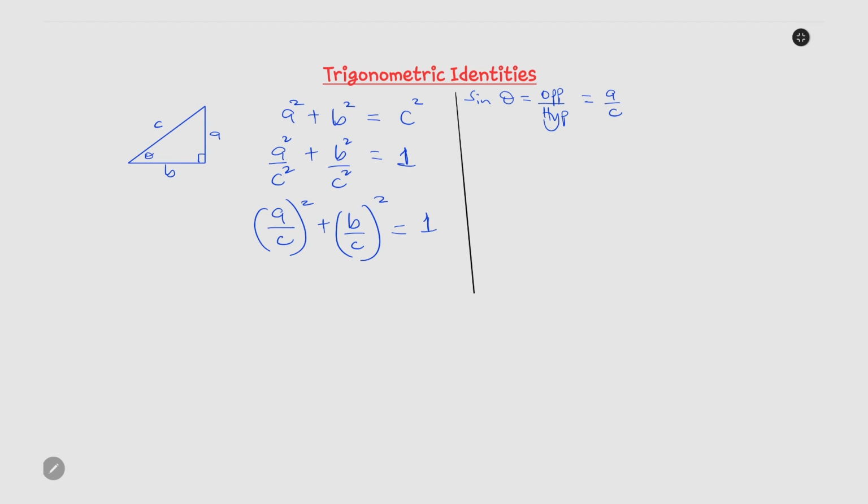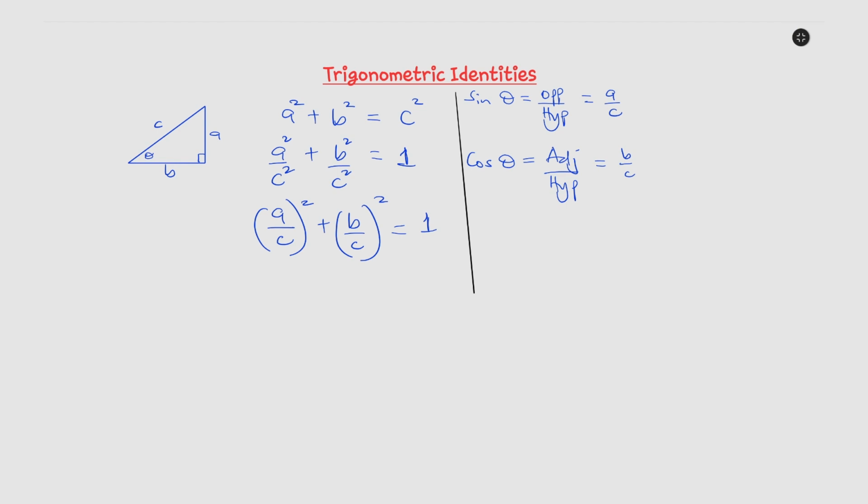And cos theta is given by adjacent over hypotenuse. In our case, our adjacent is here. Adjacent is B. This is the opposite. This is the hypotenuse. So adjacent is B, so we'll have B over C.